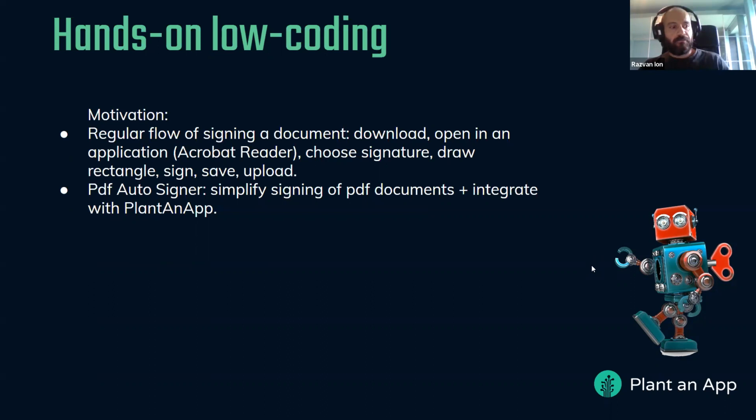So the first thing is motivation for this project. Why have we started doing this project? The regular flow of signing a document, probably most of the people here are already aware of it. Generally you need to download a PDF, you open it in an application, something like Acrobat Reader, you have to choose the signature, you draw the rectangle, then you sign it, you save it, and you upload it. So there are a bunch of steps that you have to go through. And if you have to sign a lot of documents, then it can become quite painful. So the idea is that we're trying to simplify the signing of PDF documents and integrate this with PlantAnApp applications.